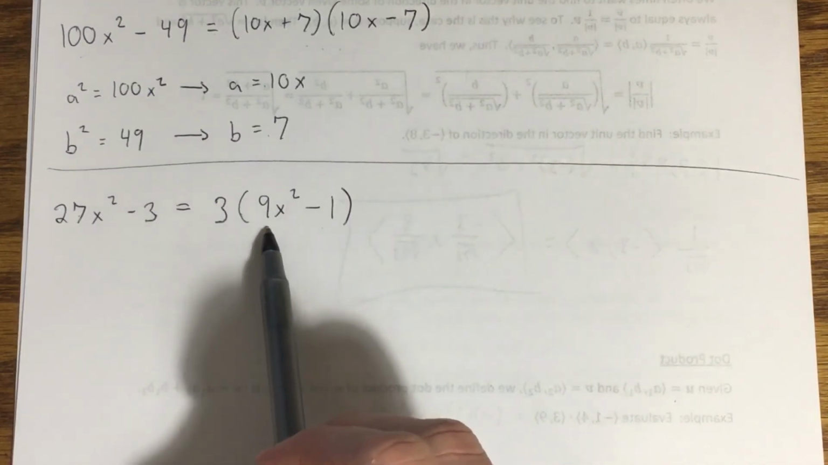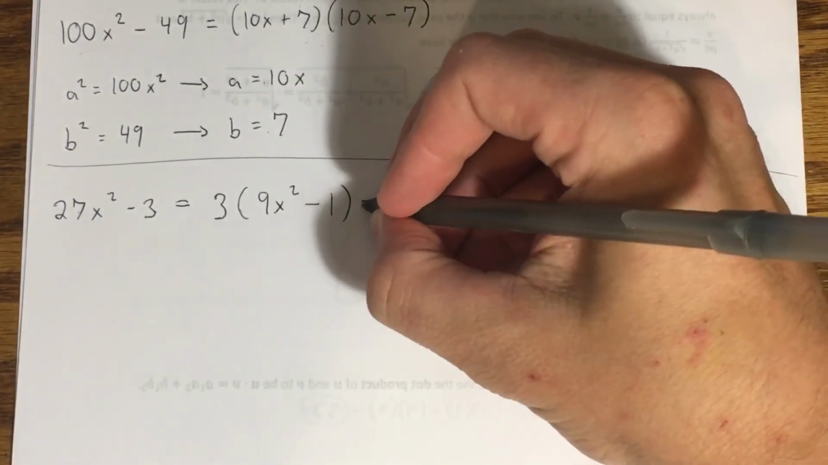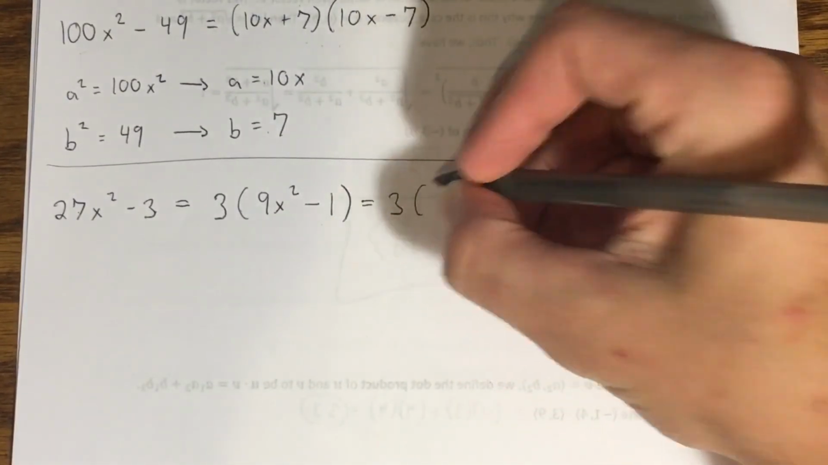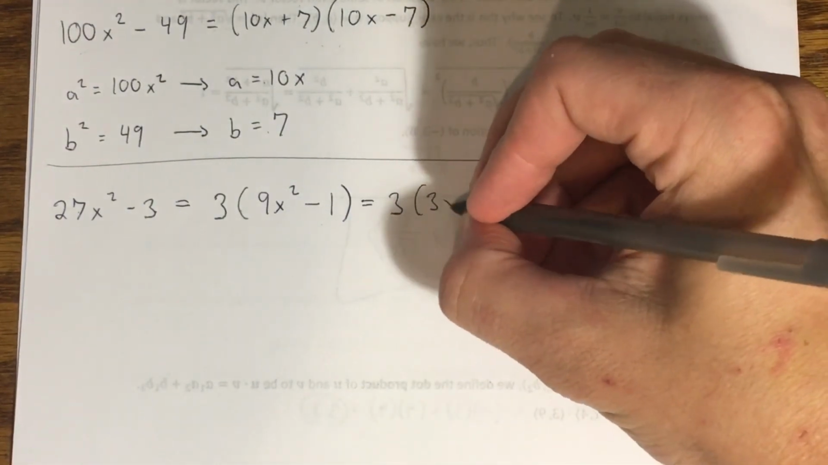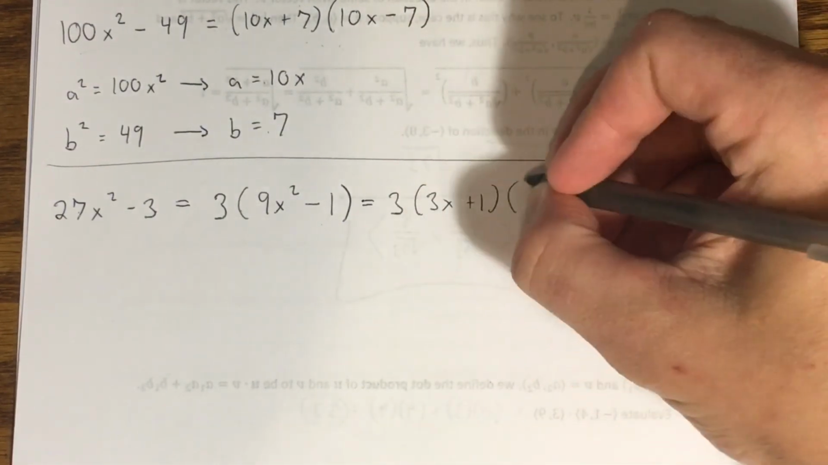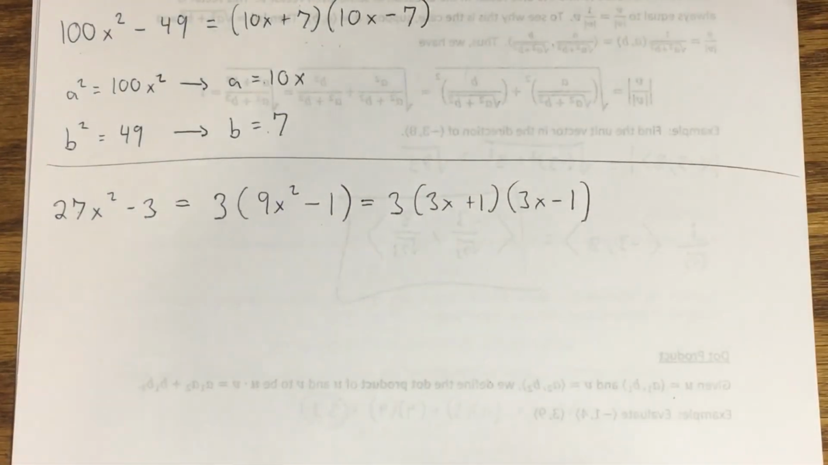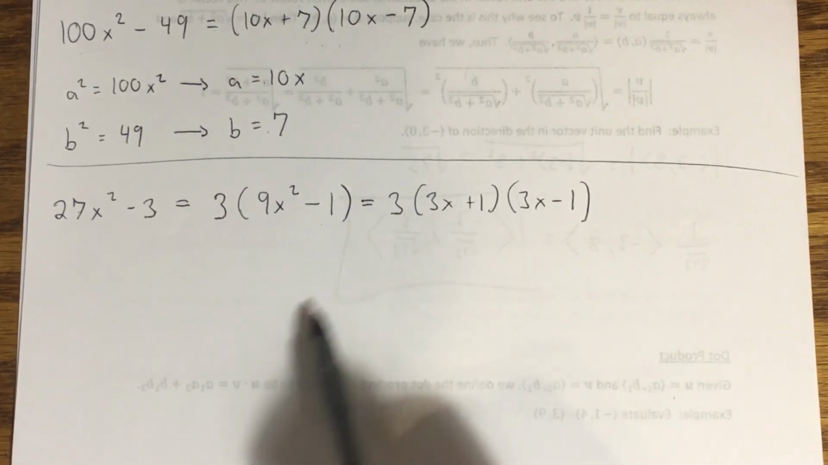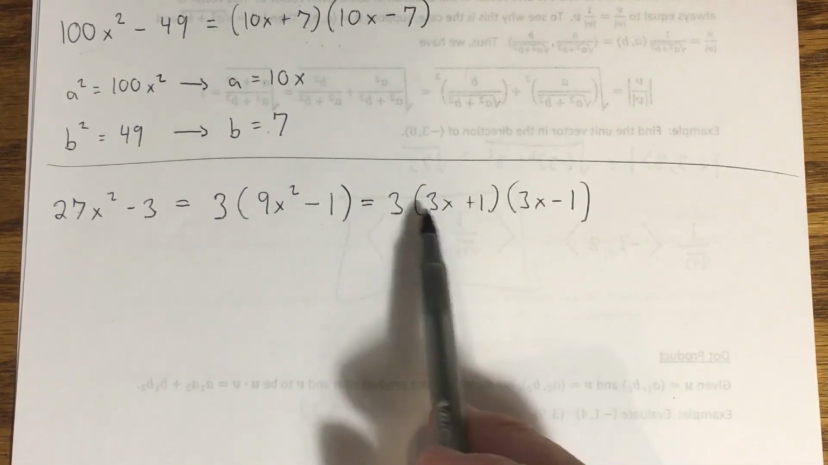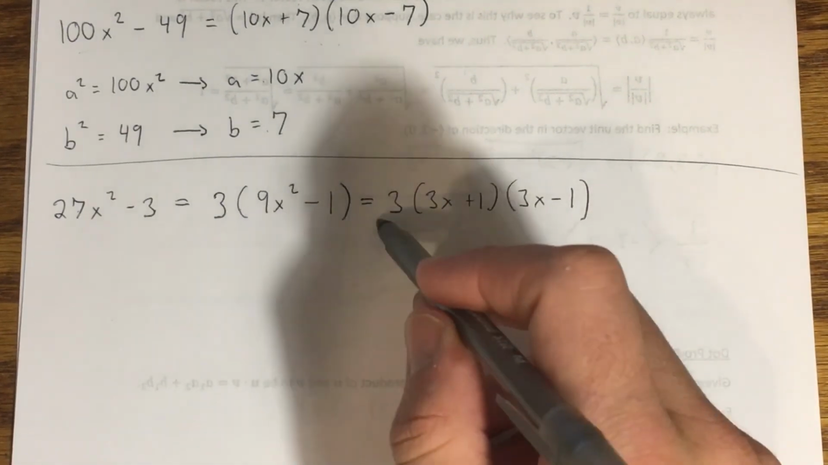9 is a perfect square, it's equal to 3 squared. 1 is a perfect square, it's equal to 1 squared. So this can be factored down using my difference of squares technique. This becomes 3 times 3x plus 1 times 3x minus 1. And notice, by factoring completely, you oftentimes end up with more than just 2 factors in your result. I have 1, 2, 3 factors that are being multiplied together. Okay, so that would be my answer there.